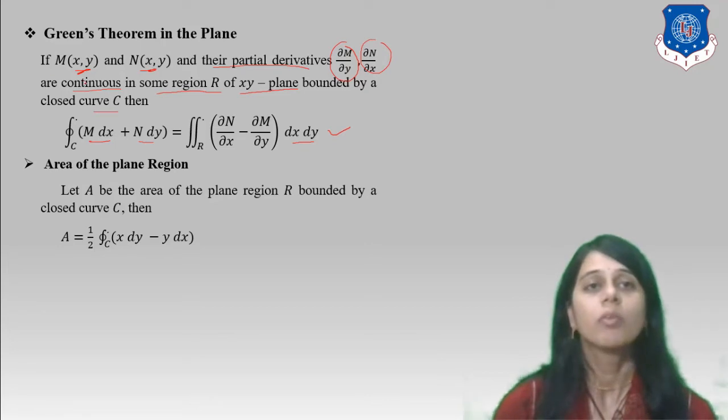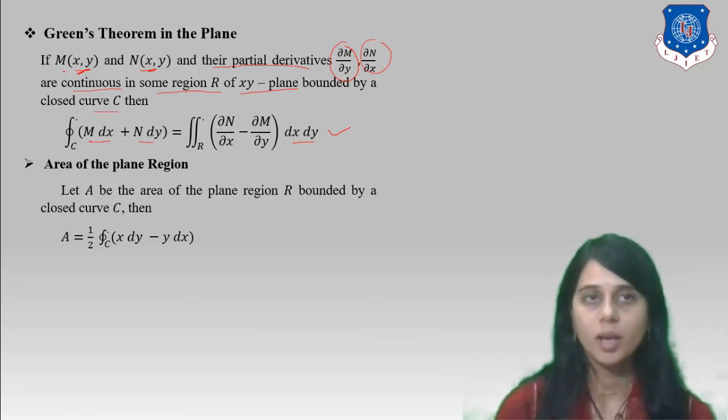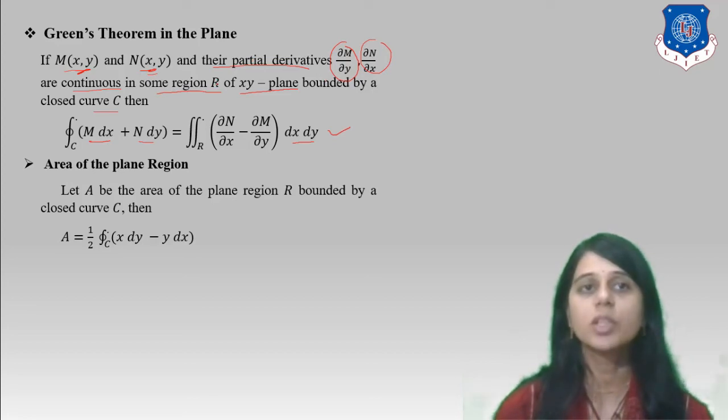What is the statement? M and N are functions and their partial derivatives are continuous in the region of the xy plane bounded by the closed curve. So we write the integral over the closed curve of M dx plus N dy equal to the double integral over region R of del N by del x minus del M by del y dx dy.